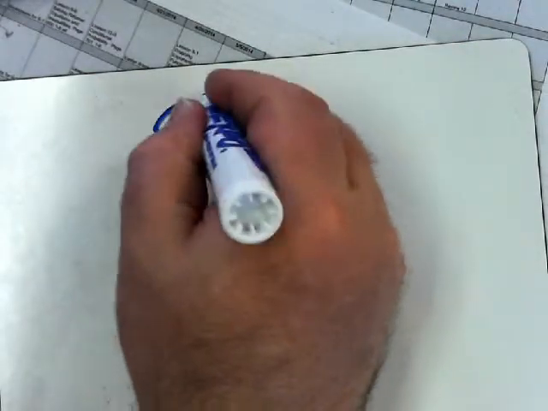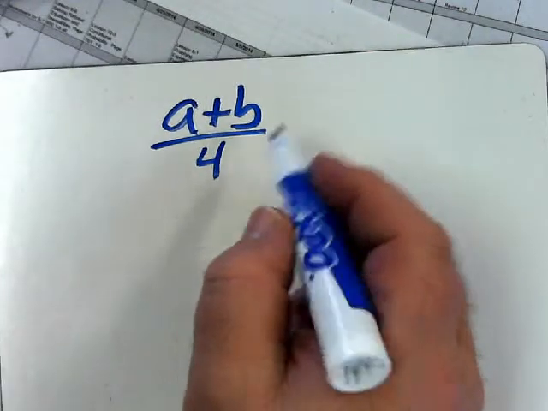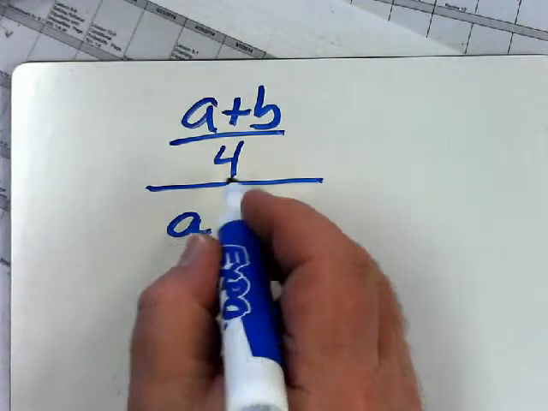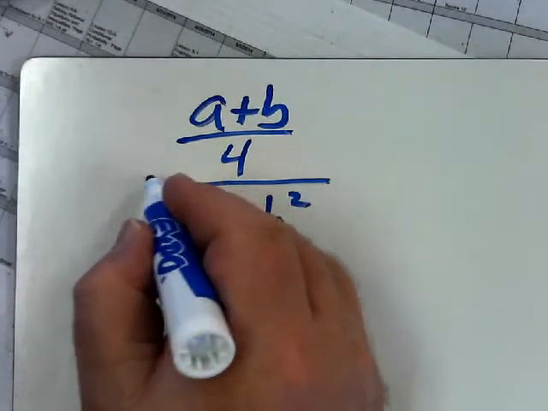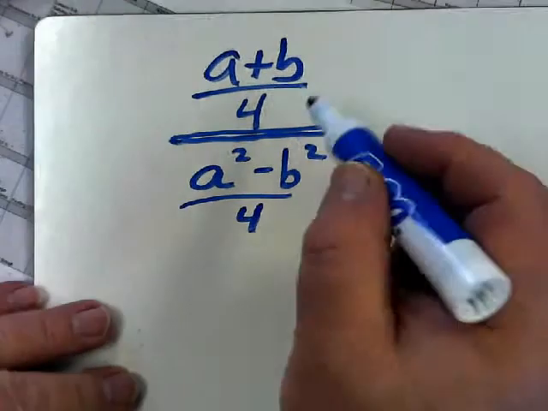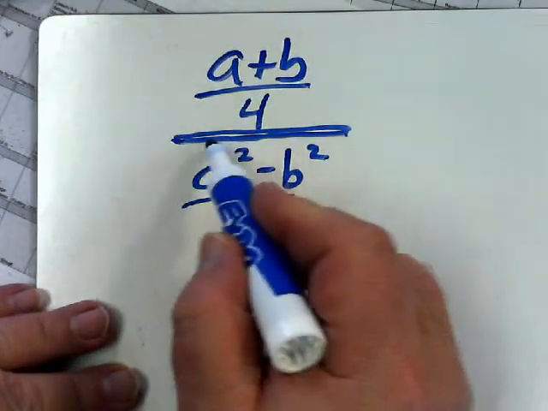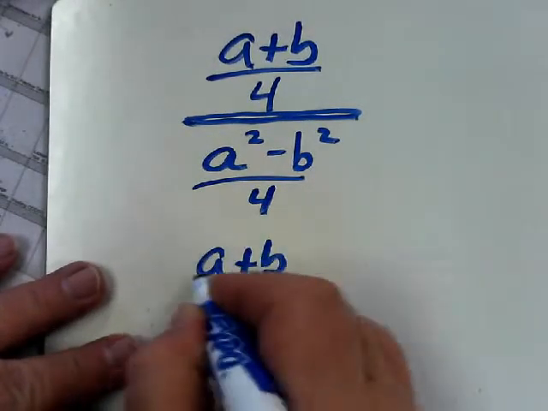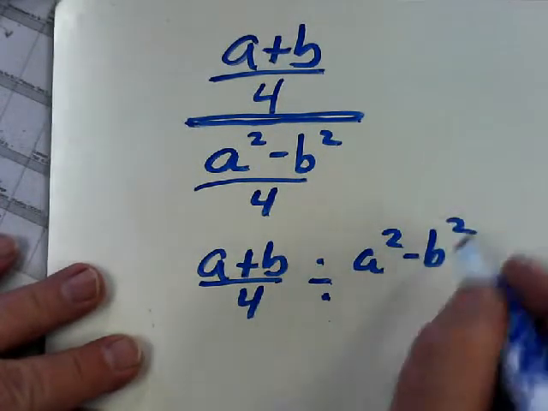What if I have a plus b over 4 all over a squared minus b squared over 4? Can you write that the other way? This means a plus b over 4, it's called a complex fraction, divided by a squared minus b squared over 4. So I'd have a plus b over 4 divided by a squared minus b squared over 4.